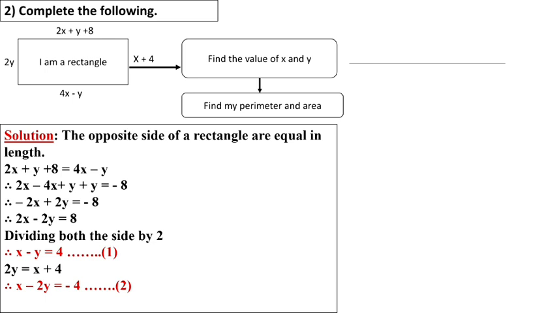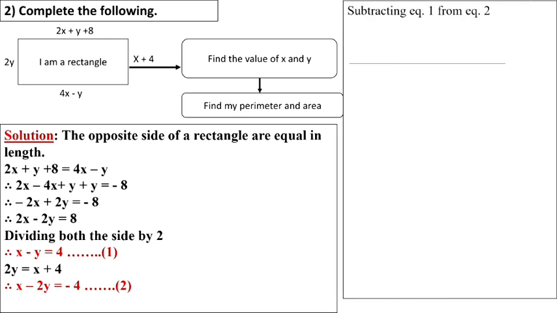Now student, we will do subtraction of the first and second equation. So we have x minus 2y equal to minus 4, and x minus y equal to 4. Now we are doing subtraction, which means the signs will be changed: positive becomes negative and negative becomes positive. So x minus x will cancel. From minus 2y, minus y, we get minus y, equal to minus 4 minus 4, which is minus 8. Removing minus from both sides, we get y equal to 8.